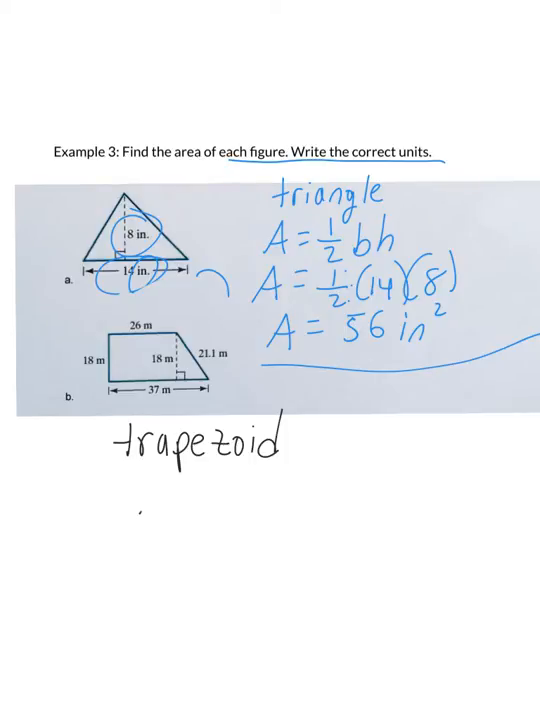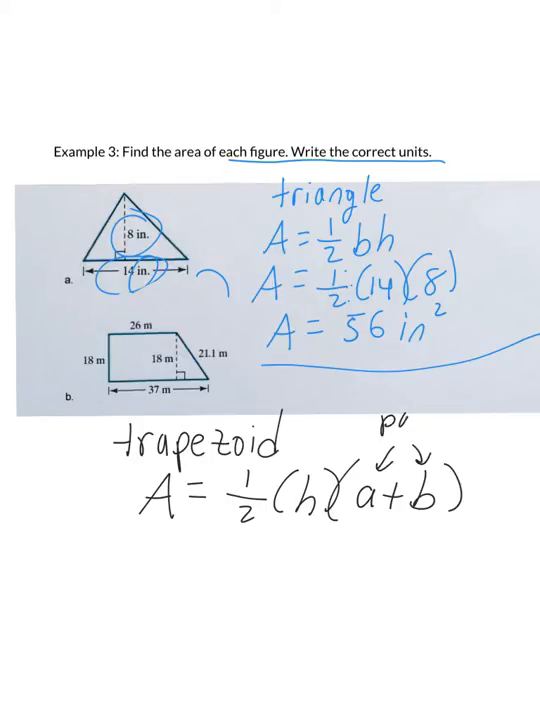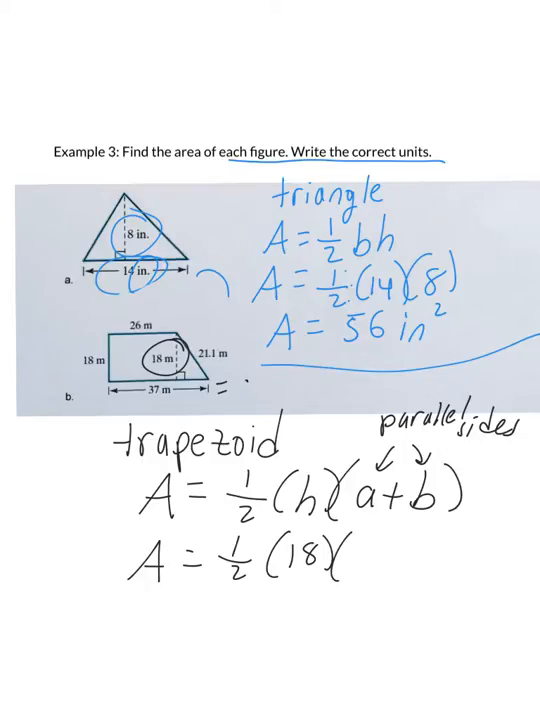And the area for a trapezoid we mentioned on a previous slide in this video is 1/2 times the height h times A plus B, where A and B represent the parallel sides. So the area is 1/2 times the height, which is 18. The parallel sides you can put in any order, so I'm just going to say that A is the bottom, which was 37, plus the other parallel side, 26.